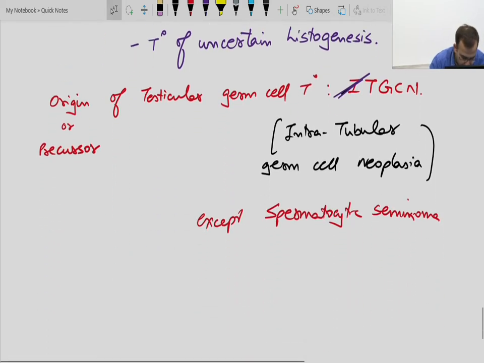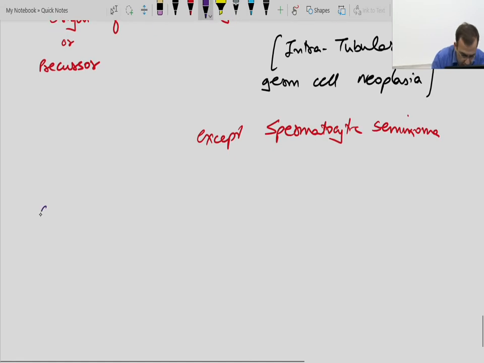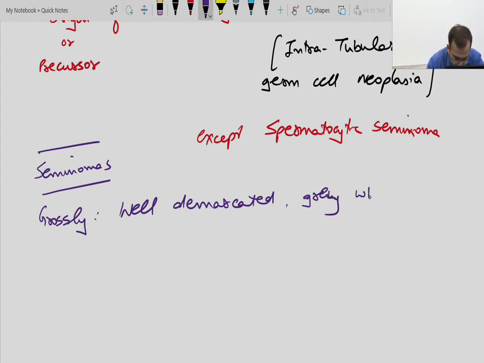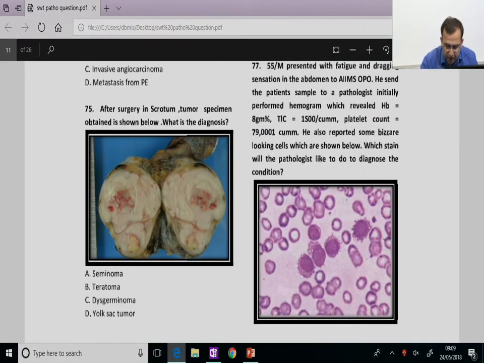Next point, seminomas grossly. We are now discussing seminomas only. They are well demarcated grey white tumors with a homogeneous appearance. This is what seminomas look like grossly.